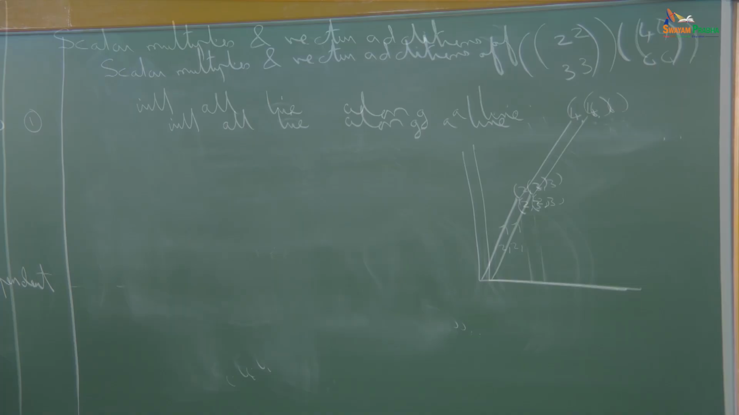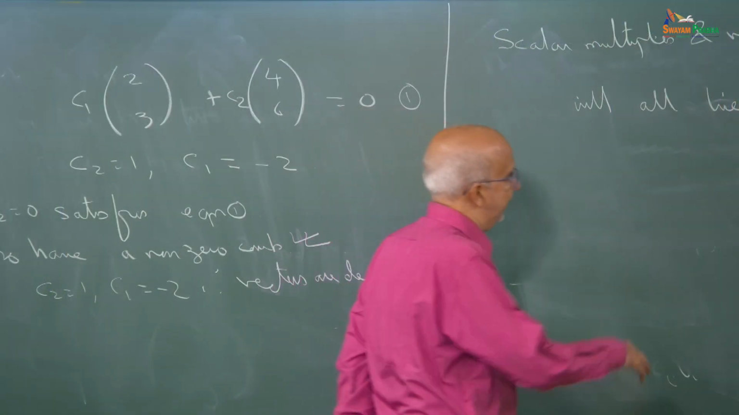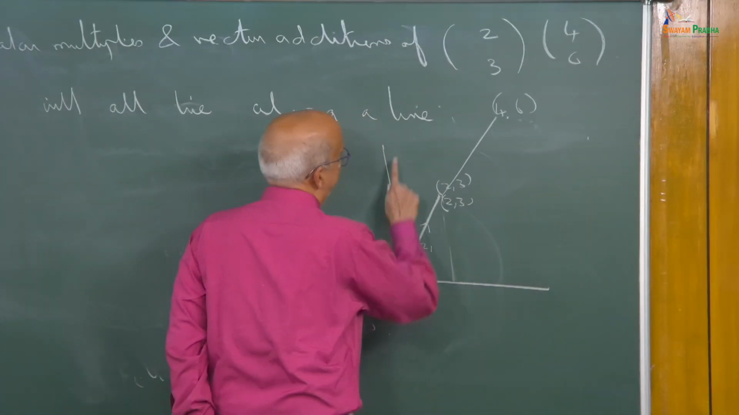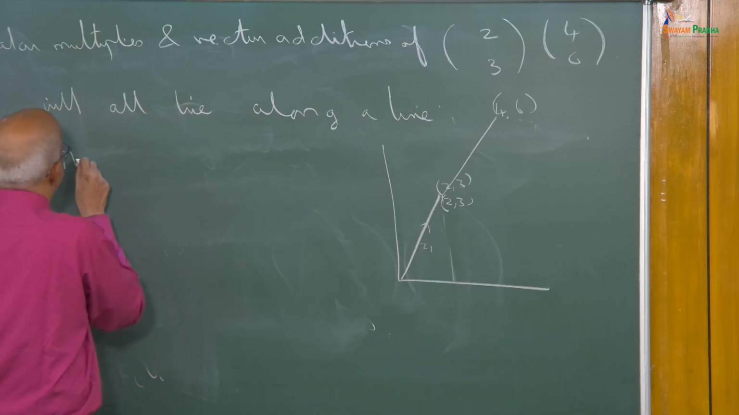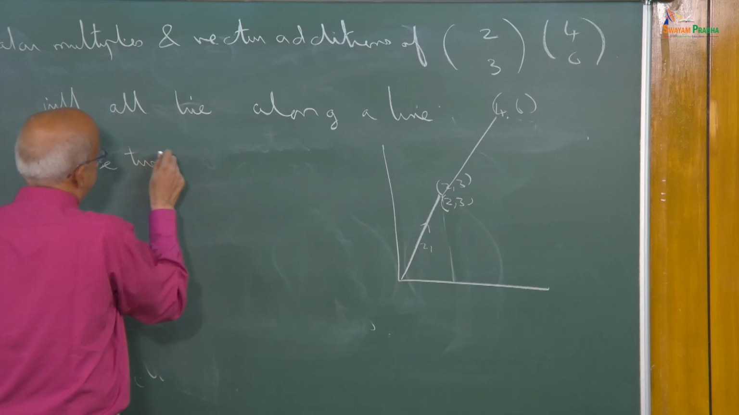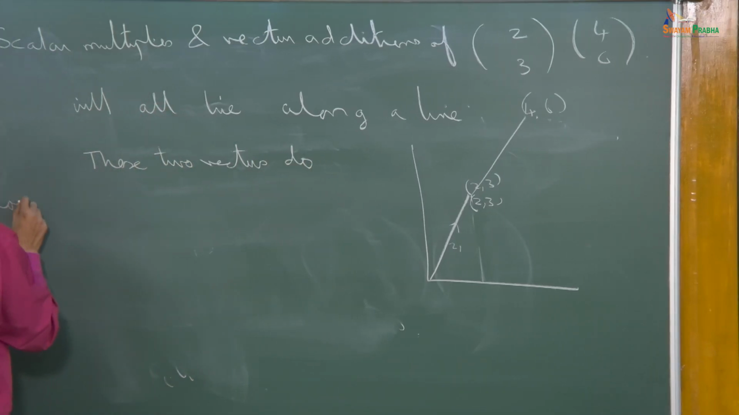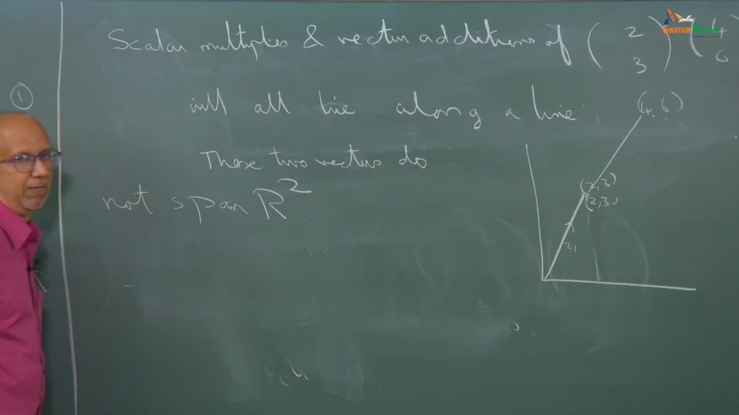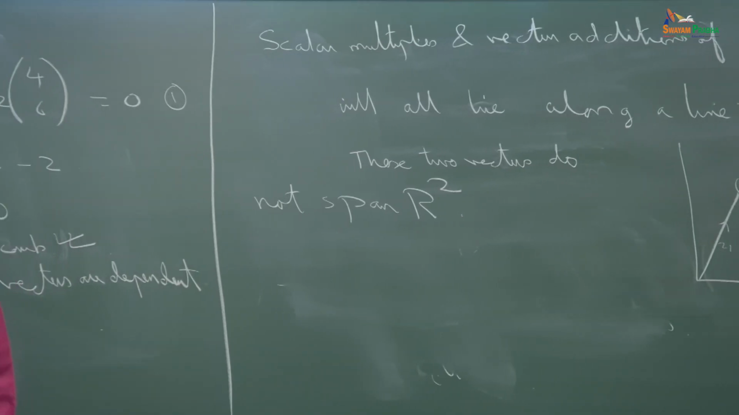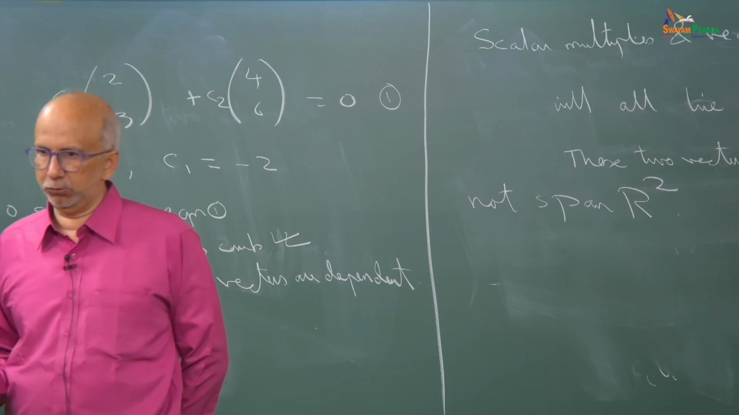So, I will only get vectors along the line, but is that R2? R2 means I should be able to get vectors in this plane, I should be able to get this vector, I should be able to get this vector, okay. So, these two vectors do not span R2. Each of the vectors has two coordinates, 2, 3, whatever it is, but that does not mean they belong to R2, okay.